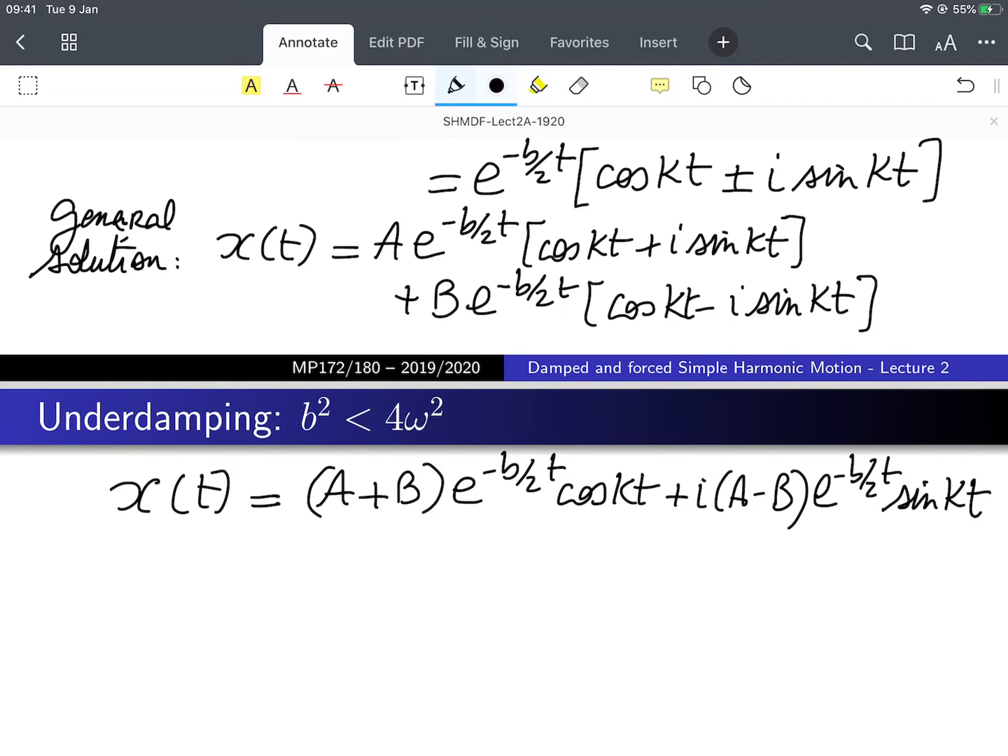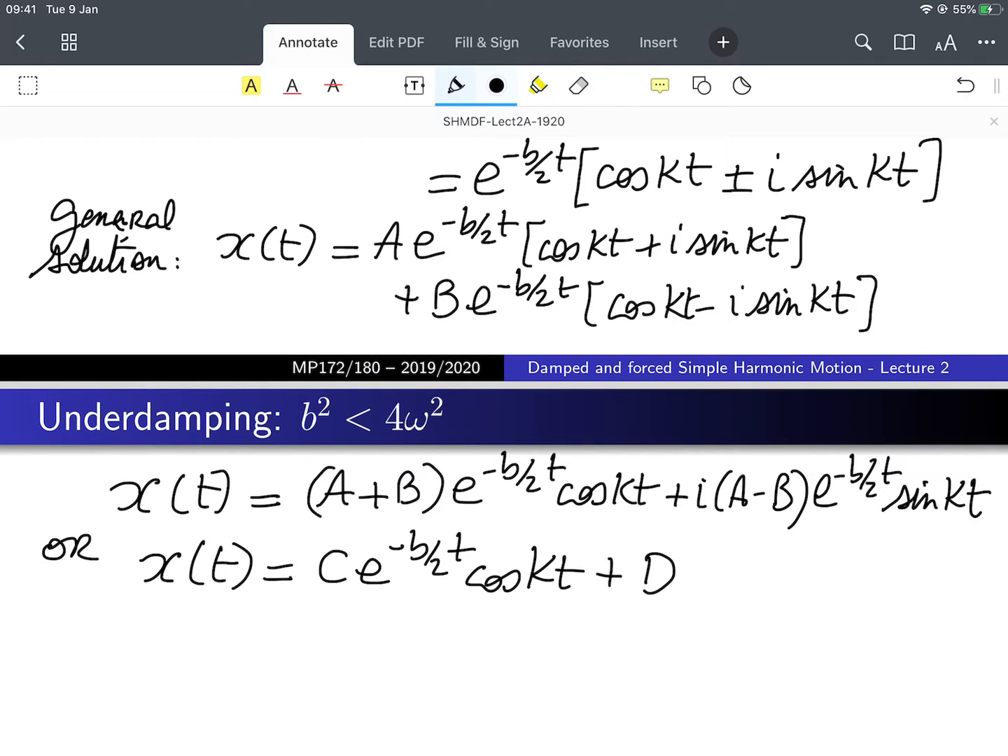And then A and B are arbitrary constants. So A plus B is an arbitrary constant. i times A minus B is an arbitrary constant. I'm going to call them C and D, where C is another arbitrary constant, and D is another arbitrary constant. And I'm going to frame this.